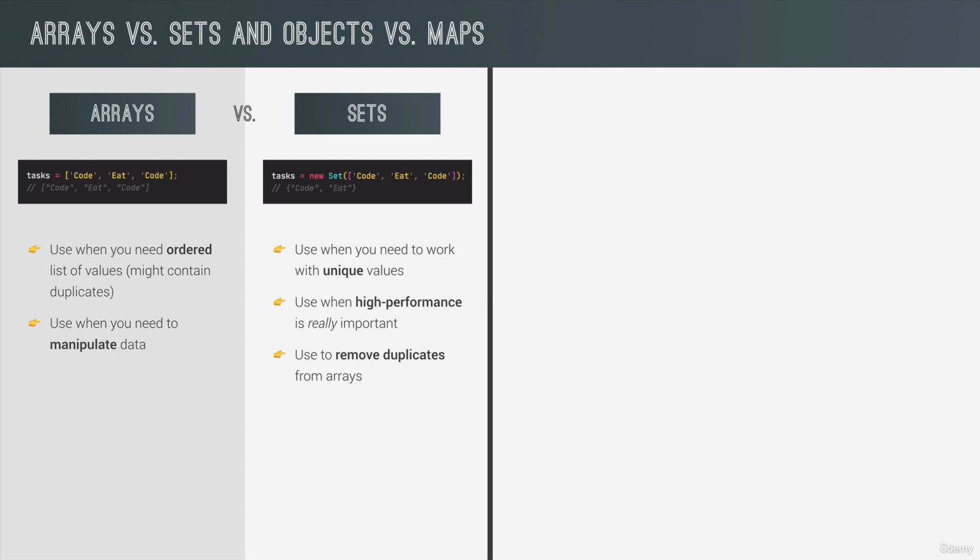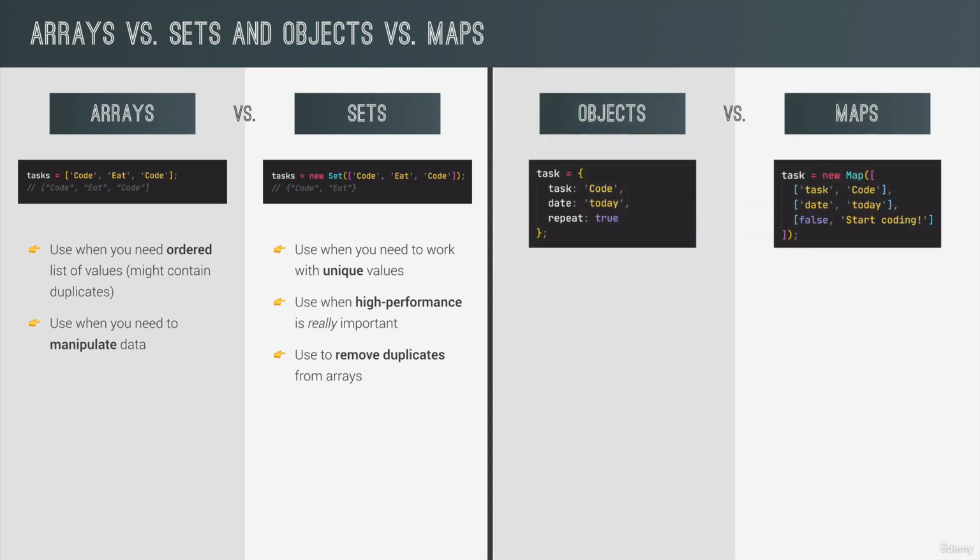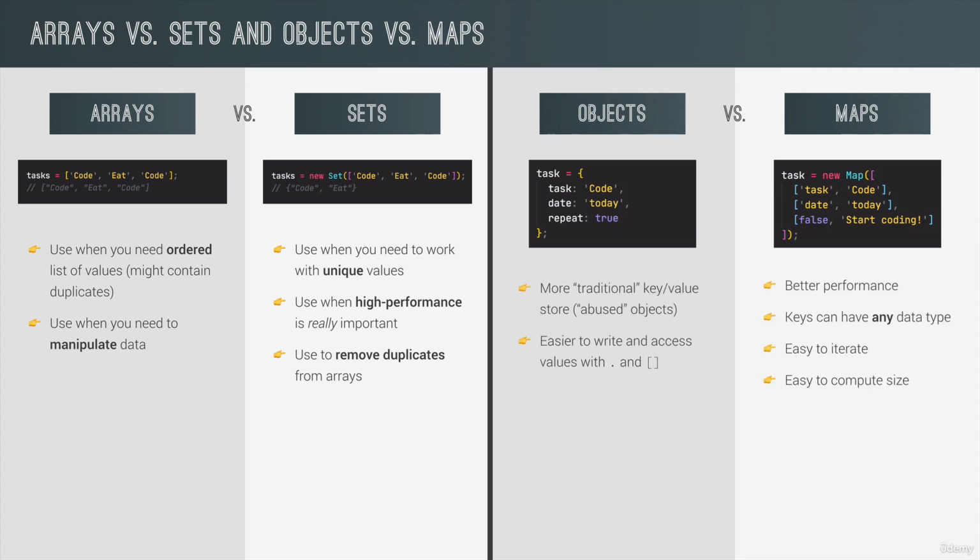Now, one great use case for sets is to remove duplicate values from an array, like we already did before. So sets are really not meant to replace arrays, but rather to complement them whenever we are dealing with unique values. Okay, so now let's talk about objects versus maps, and we already know that we should use these key value data structures whenever we need to describe the values using keys, right?